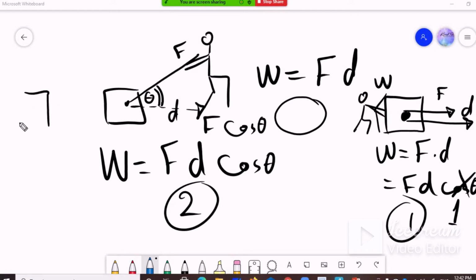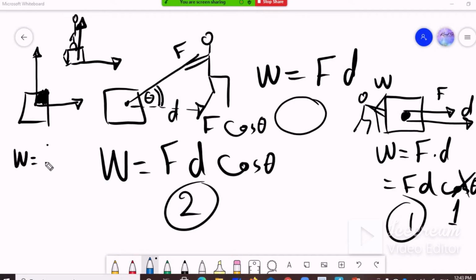Third case, when the force is perpendicular with the displacement. Like this guy, he will hold his bag and move for maybe 1 kilometer or anything. Bad picture, no problem. Okay, guys, now for this guy holding his bag, the force is like that, and the displacement like that. Now theta here is 90. Now W equals FD cosine 90.